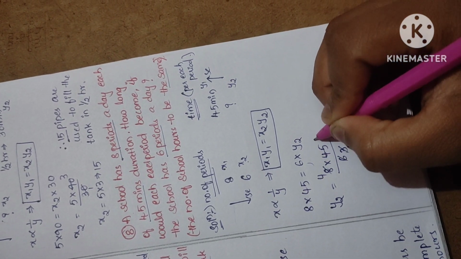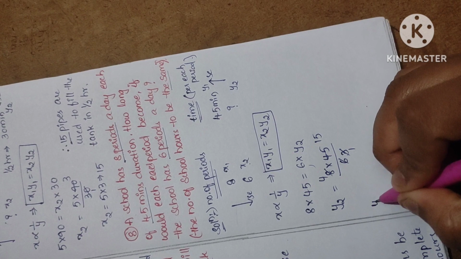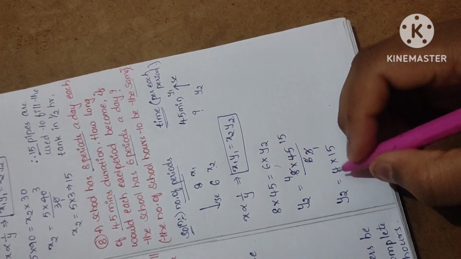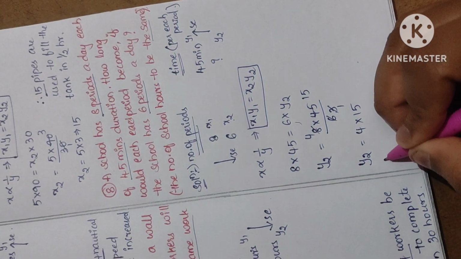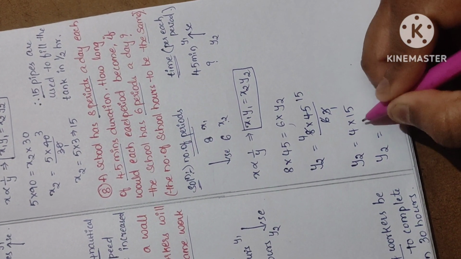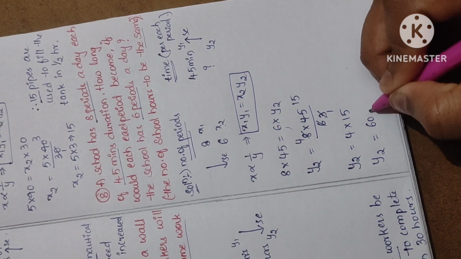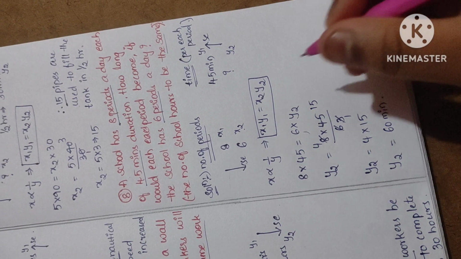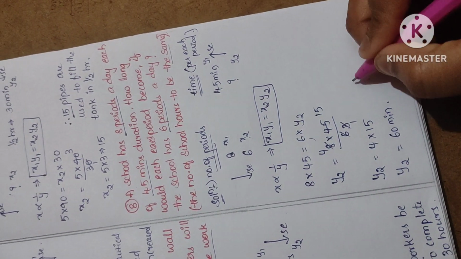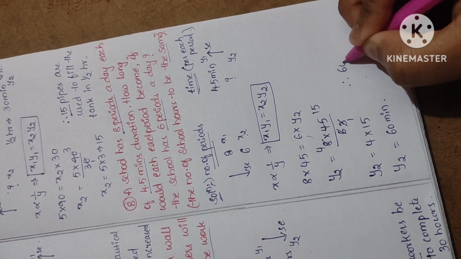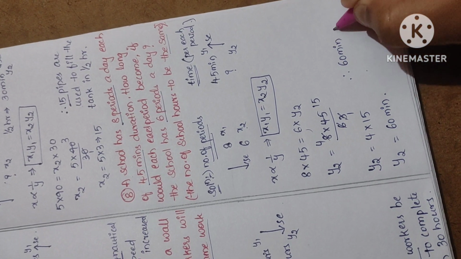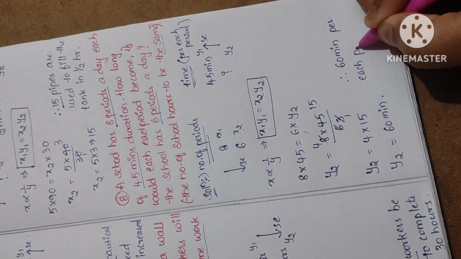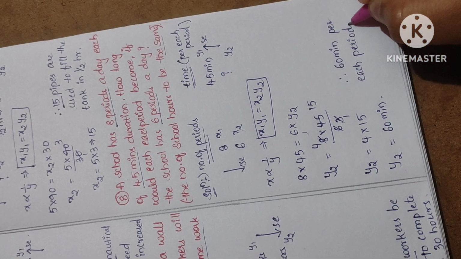So we can cancel this. 2 4s are 8, 2 3s are 6, 3 1s are 3, 3 15s are 45. So what are the remaining terms? y2 equal to 4 into 15. So y2 equal to 15 4s are 60. So here what is y2? Time duration if the periods are 6 periods. So if you see, y2 equal to 60 minutes. Therefore we can write the final statement: 60 minutes per each period if 6 periods per day. So here answer is 60 minutes.